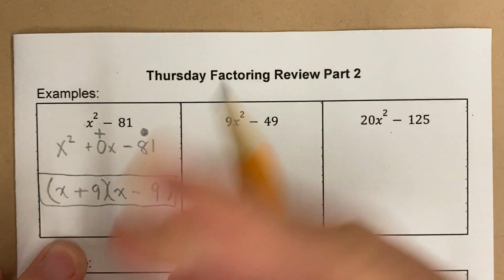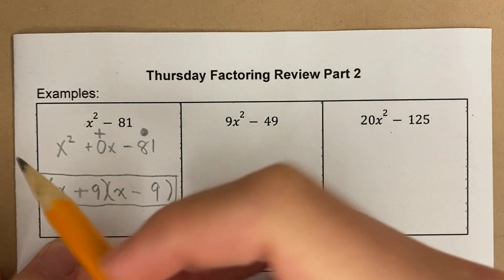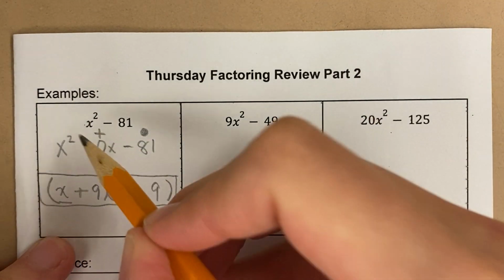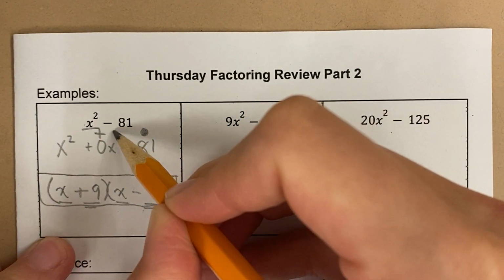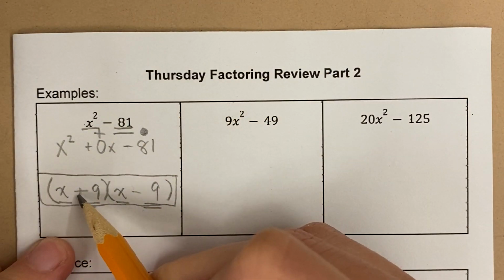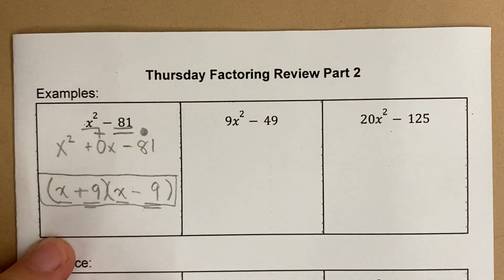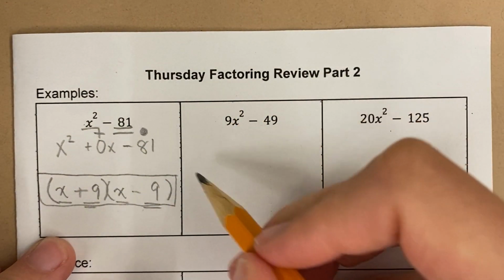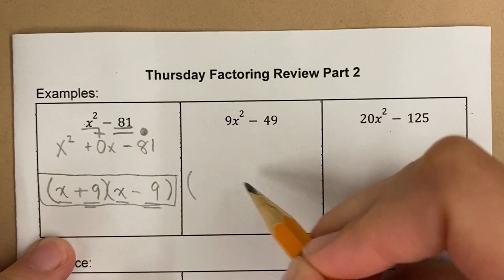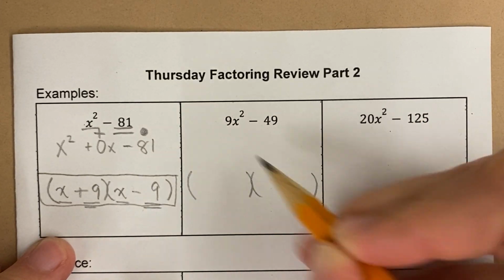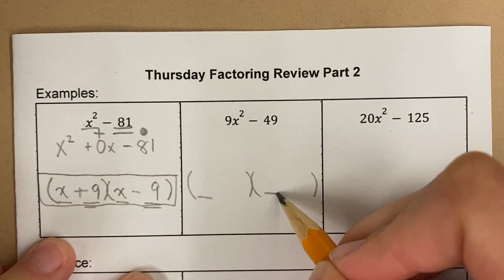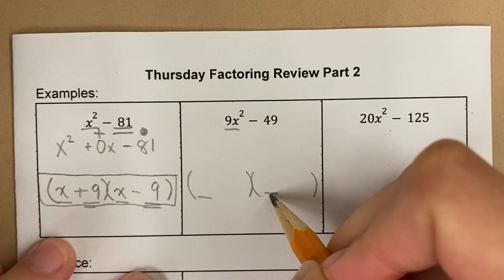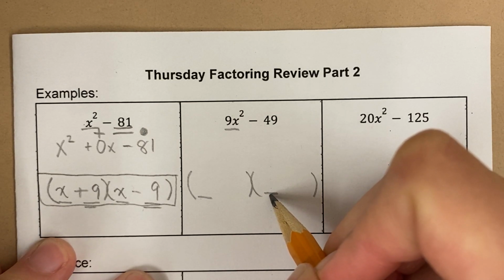Now what I want you to observe is there's a pattern here. This times this equals this. This times this equals this. And there's a positive and a negative. So that's always going to be true. Here I have a problem that has a number out front, but the same is going to be true. This times this is going to equal this, and they're going to be the same. Why are they going to be the same?